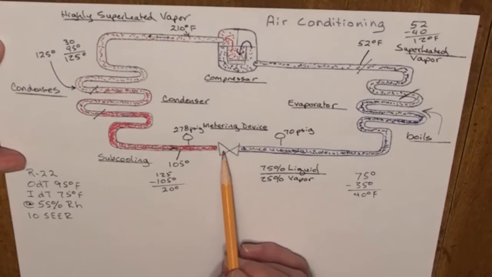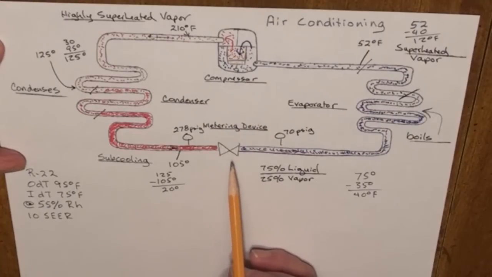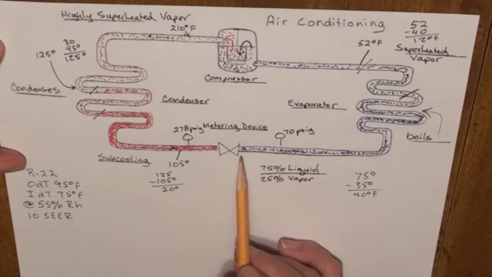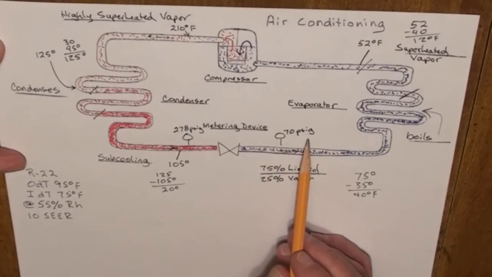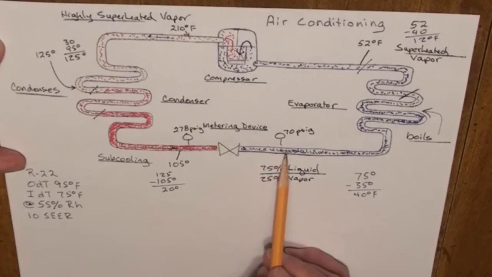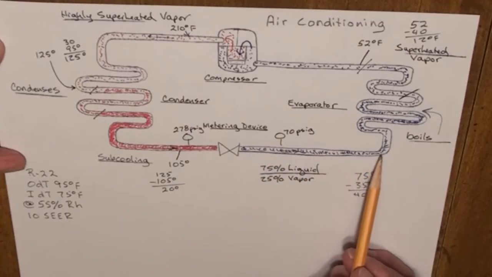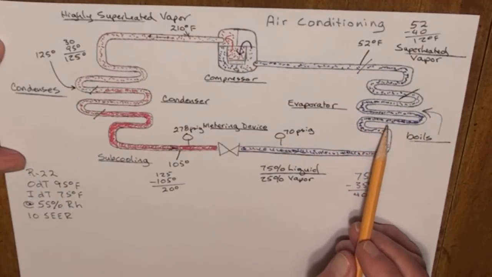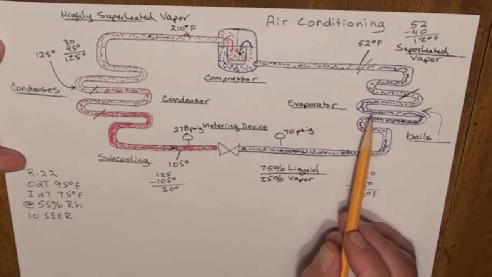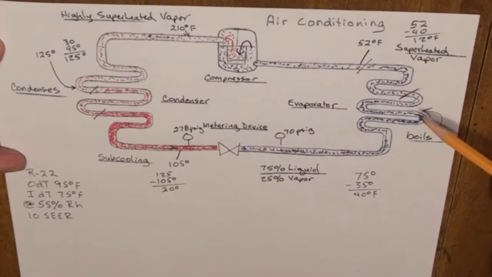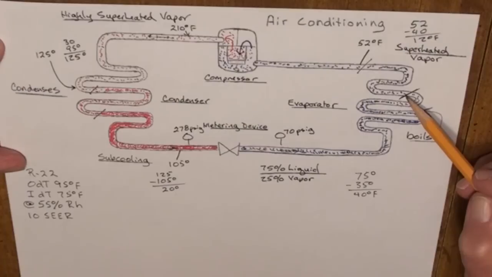It enters the metering device as a pure liquid. It leaves the metering device and immediately flashes to a 25% vapor because of the change in pressure. It absorbs heat. All of this is latent heat. It boils to a vapor. And approximately 90% of the way through our evaporator, it becomes a pure vapor.